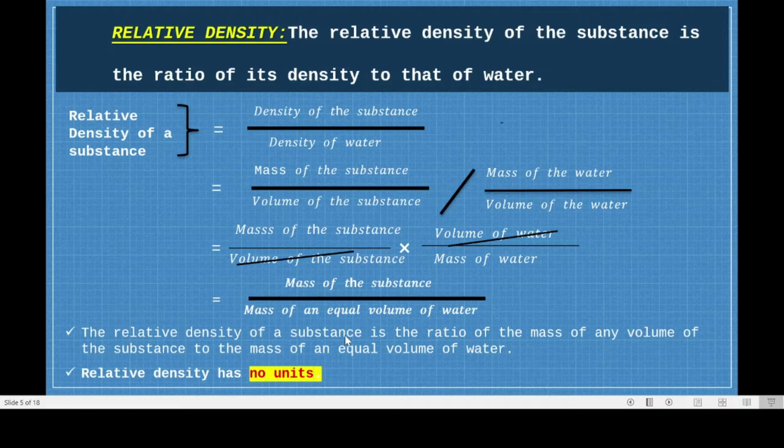So, the relative density of a substance is nothing but the ratio of the mass of any volume of the substance to the mass of an equal volume of water. That is very important. Here we can say that relative density of a substance is simply the density of the substance to the density of water, but the very important point is that the volume of the substance and the volume of the water should be equal, and the relative density has no units. Since it is a ratio, it has no units at all.